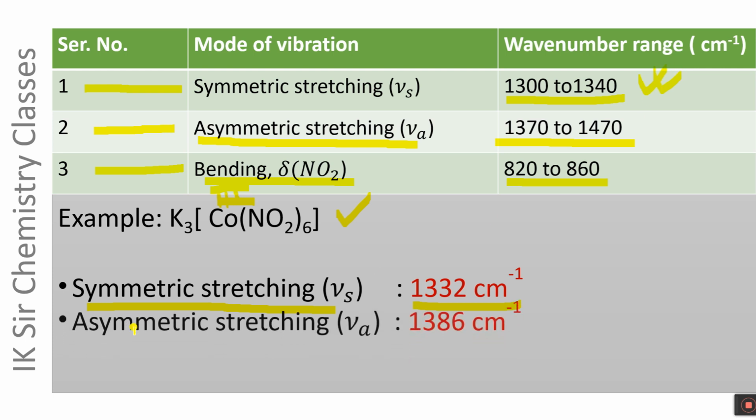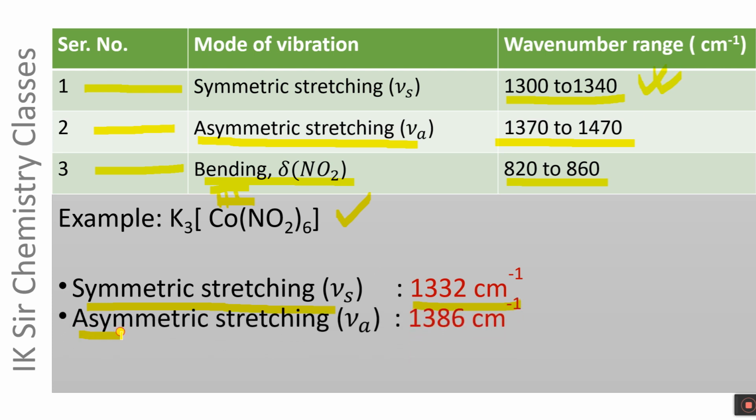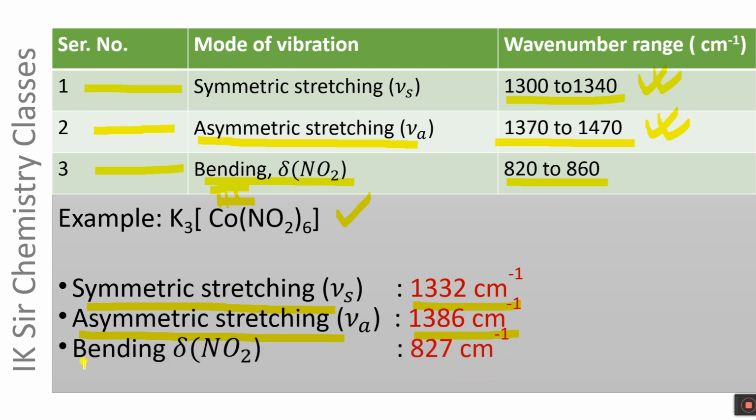The other is obtained due to asymmetric stretching at 1386 cm^-1, which falls in this wave number range, while the third absorption band in the IR spectrum is obtained due to the bending mode of vibration at 827 cm^-1, and its position falls in this wave number range.